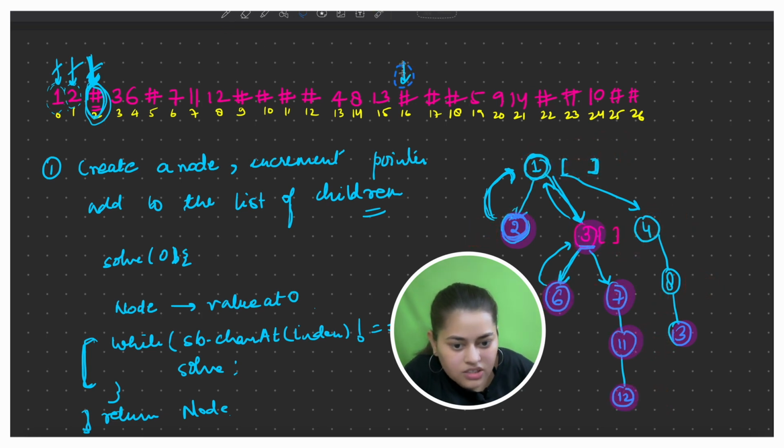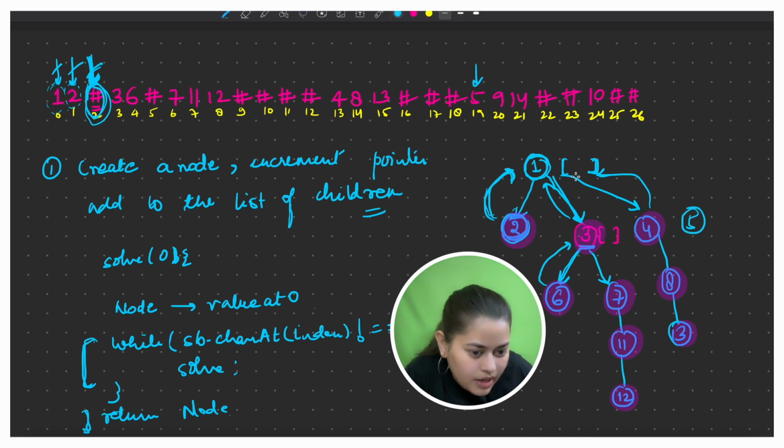Okay, so after this the processing for 13 has been finished. At this point the processing for 8 has been finished. At this point the processing for 4 has been finished, and again we are at 1, right? So currently we will be at 5. So again we'll create a node 5, add it to 1's child list, and then we'll move ahead.